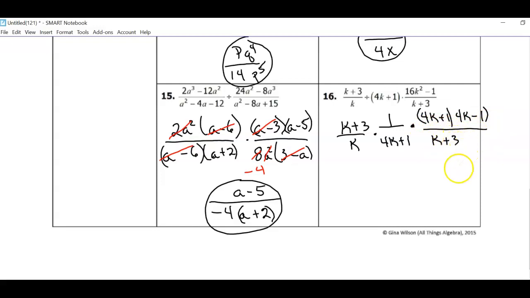plus 3 down here. Now I could shoot all the way across and cancel out. So that cancels that. This cancels the plus 1. Right there, it leaves me with a k in the denominator and 1. So let's cross multiply the numerator. So it's 1 times 4k minus 1. And the denominator is just k.